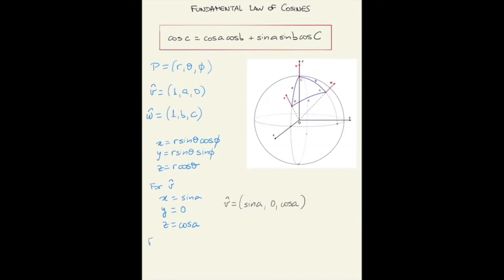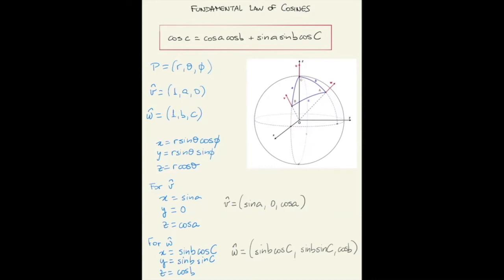Let's play the same game for w hat. For w hat, you have r equal to 1, theta is equal to b, and phi is equal to C, so x becomes sine b and cosine C. y is equal to sine b and sine C, and z is equal to the cosine of b. So you write this in Cartesian coordinates.